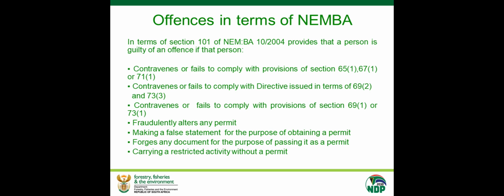Section 73, subsection 1 is in terms of the listed invasive species, the permit that you have been given in terms of the listed invasive species, your Casuarina there. If you are not complying with the permit conditions, you are allowing the spread, it's an offense. And also when you fraudulently attach any permit, making a false document for the purpose of obtaining the permit, or when you also forge a document for the purpose of getting a permit or carrying out restricted activities without a permit.